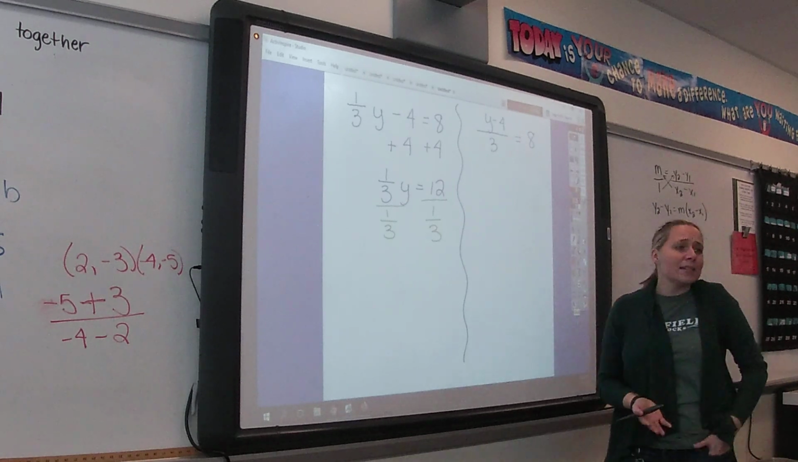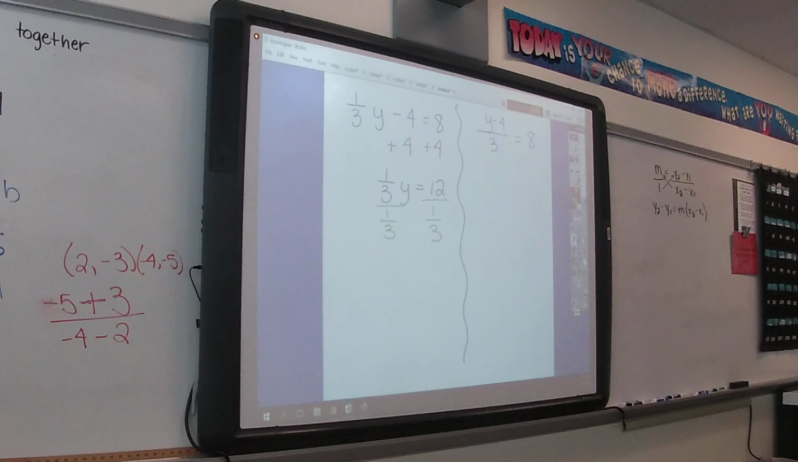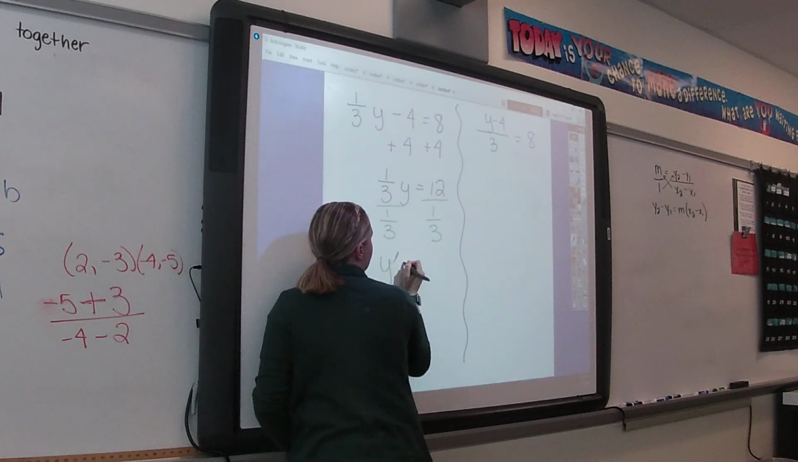I think the key piece here that I want you to understand is calculators are great. It's great that we can type in dividing by 1/3. But then when I tell my students 36, they're like, oh my gosh, how'd you do that in your head? Well, dividing by 1/3 is multiplying by 3. We should at least understand that those are the same thing. And so we get y equals 36.